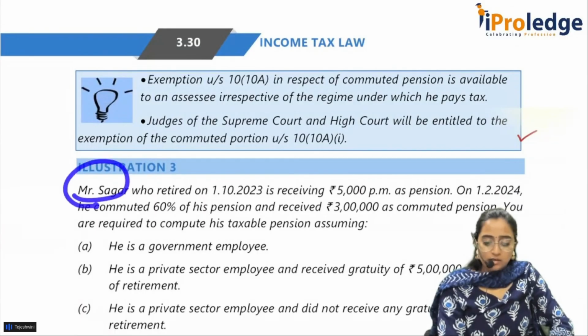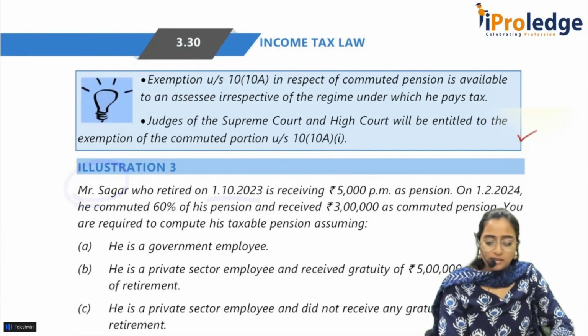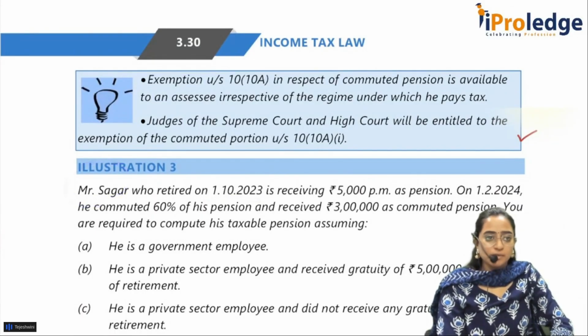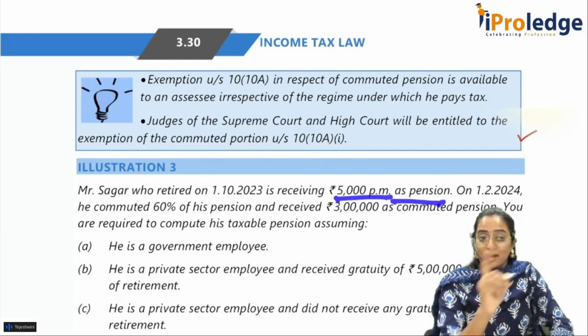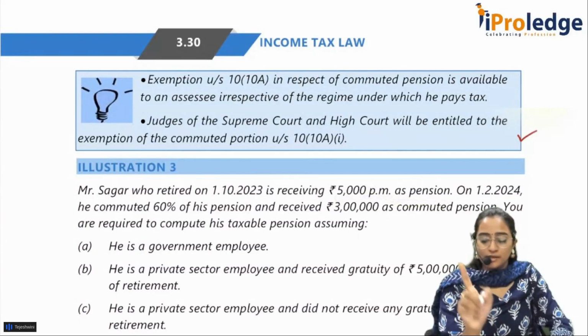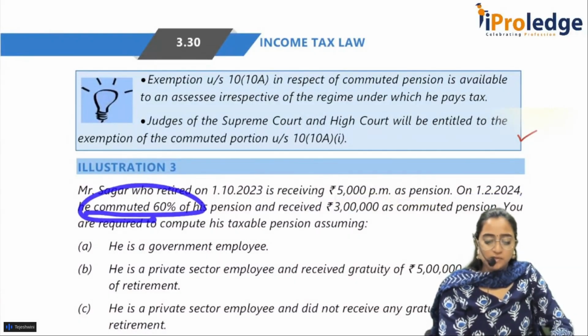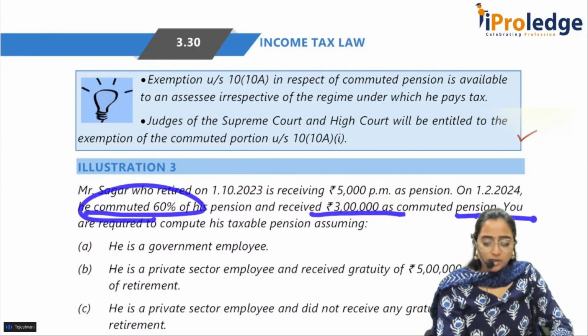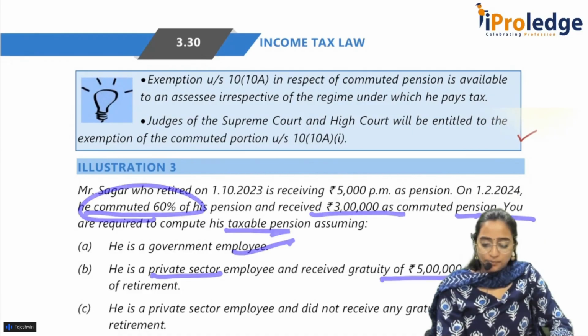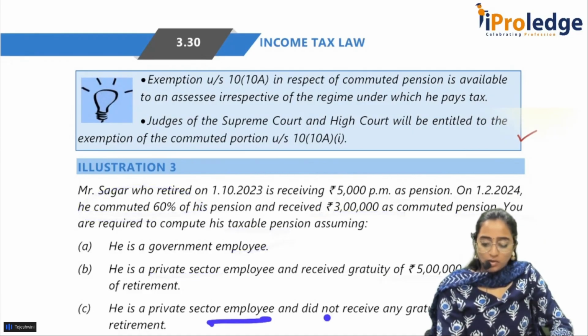Please do it. Mr. Sagar, this fellow retired on 1/10/2023. Is receiving how much as pension? 5,000 per month as pension. 1/10/2023, this fellow is getting retired. Please remember. On 1/2/2024, he commuted 60% of his pension and this 3,000 is commuted. The required to calculate is a government employee, private sector employee receiving gratuity, private sector employee not receiving gratuity.